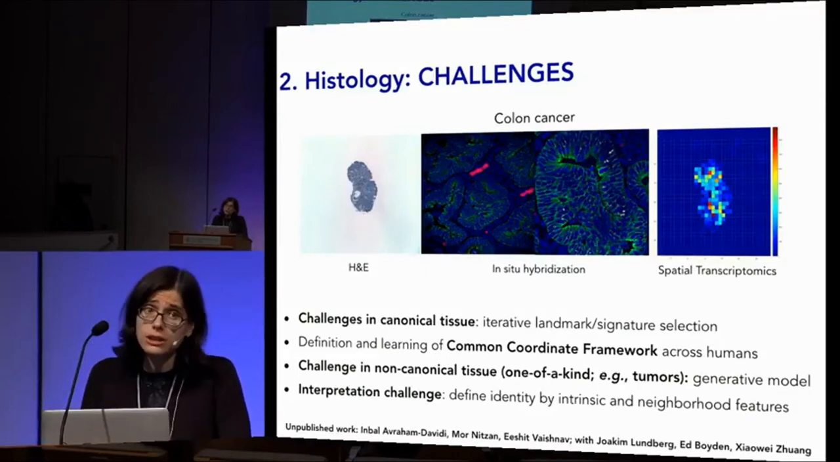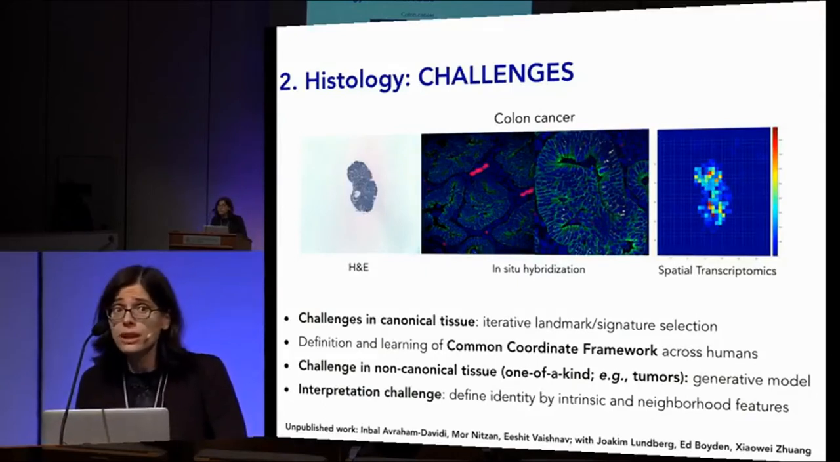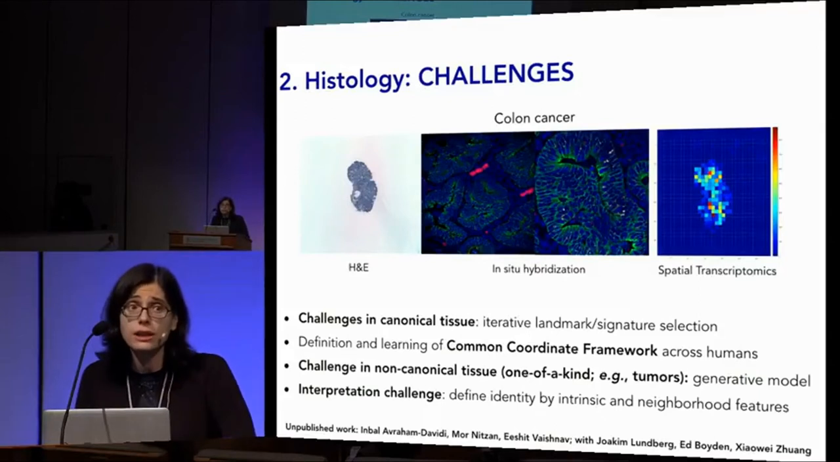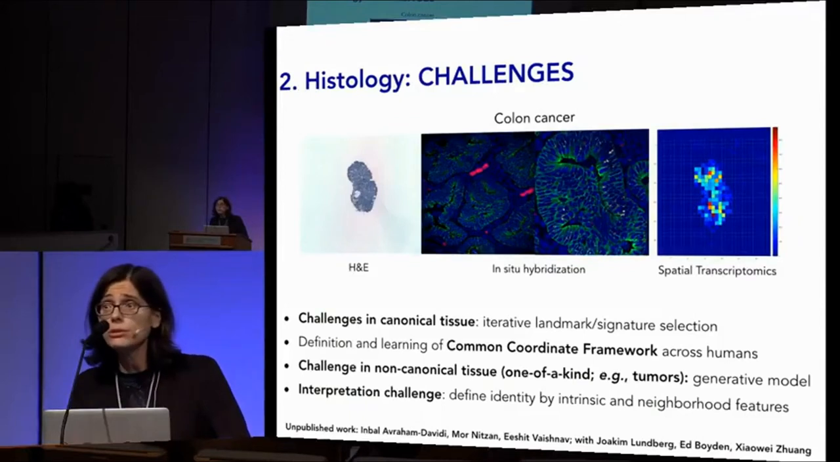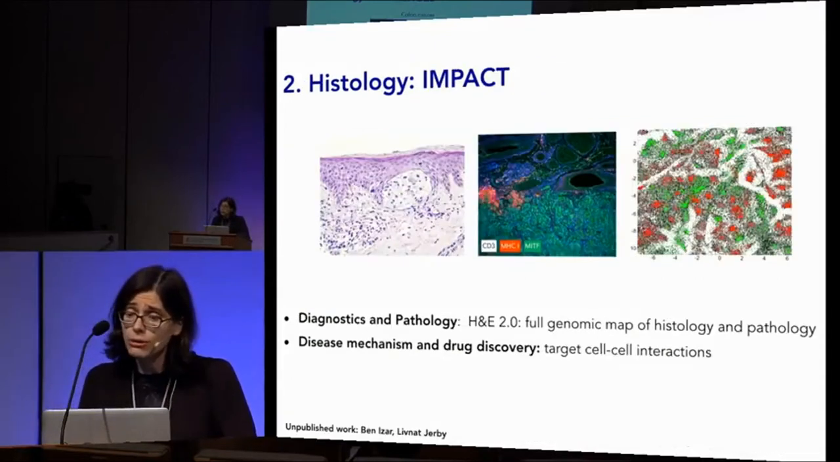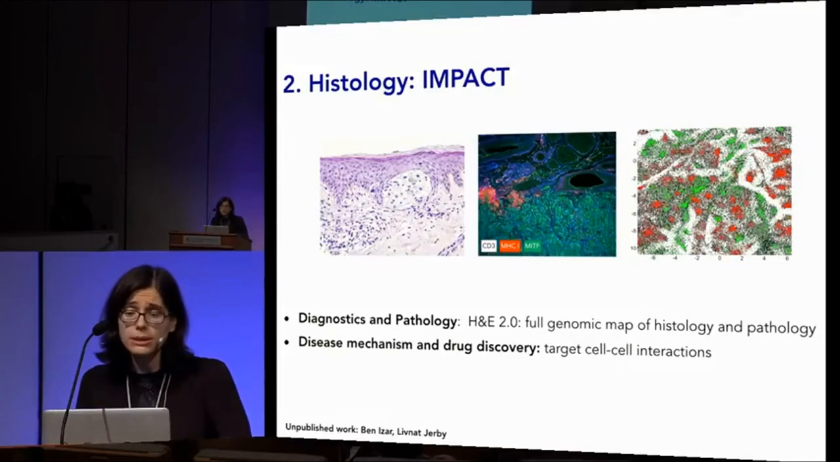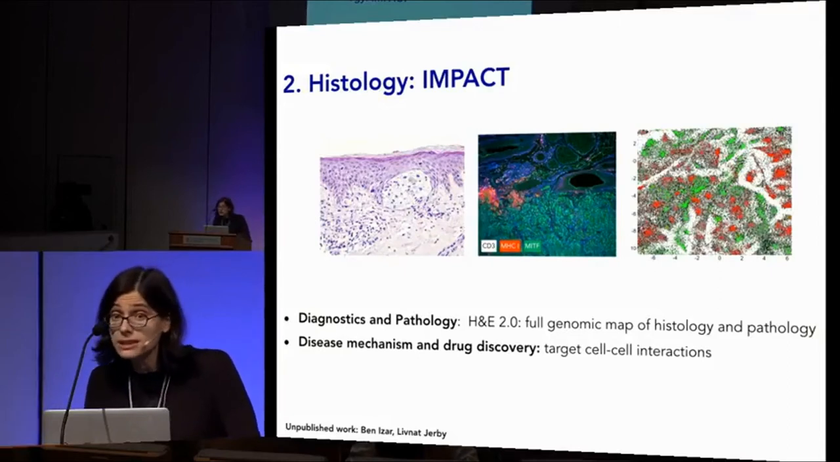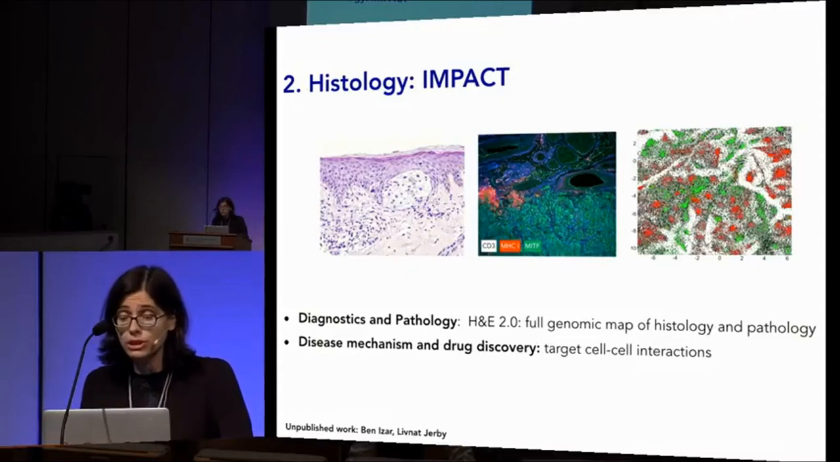When we move to non-canonical tissue, be it lymph nodes or tumors, this challenge is even amplified. We don't expect the specimens all to be the same, but could there be a generative model that would take us away from precise Cartesian coordinates into some higher order feature space of the features that are actually reproducible across these many samples? And again, the payoff would be huge because, for example, we can imagine moving from the 150-year-old technology of H&E stains into a fully molecular view of histology and pathology in situ.